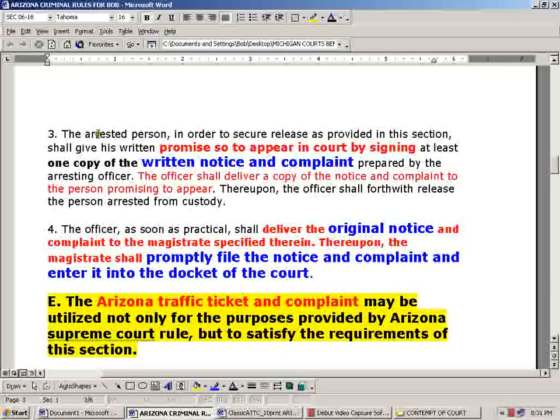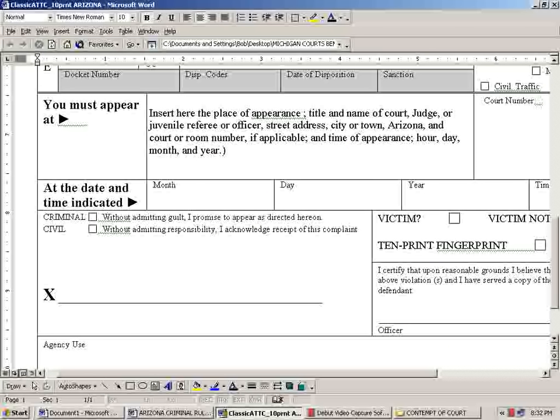If the arrested person, in order to secure release, as provided in a section, shall give his written promise to appear by signing at least one copy of the written notice and complaint prepared by the arresting officer, the arrestor shall deliver a copy of the notice and complaint to the person promising to appear. And again, that's right here. Check that box where it says criminal. Without admitting guilt, I promise to appear as directed hereon.